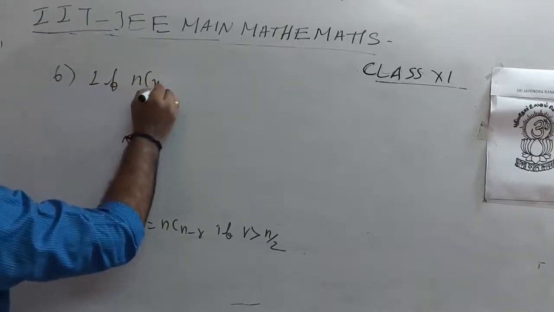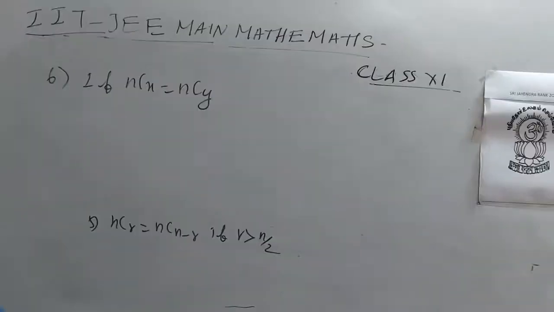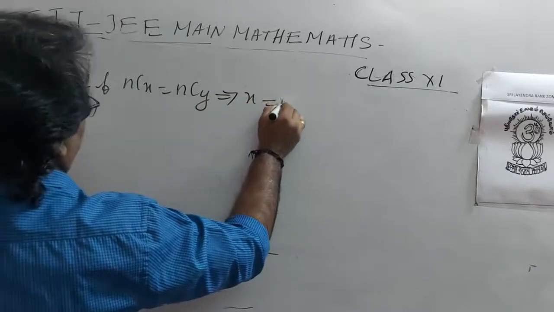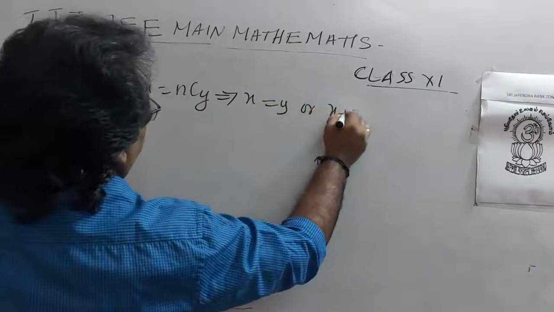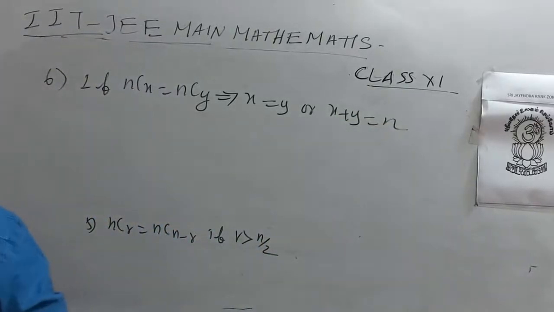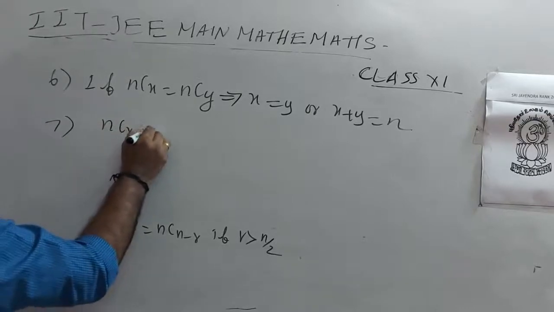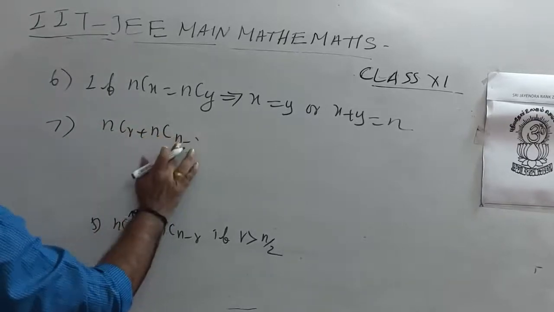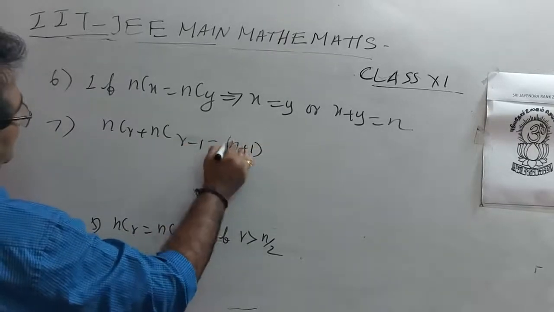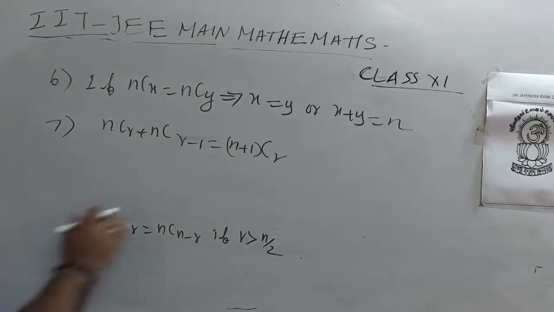If nCx equals nCy, which implies x equals y or x plus y equals n. nCr plus nC(r minus 1) equals (n plus 1)Cr.